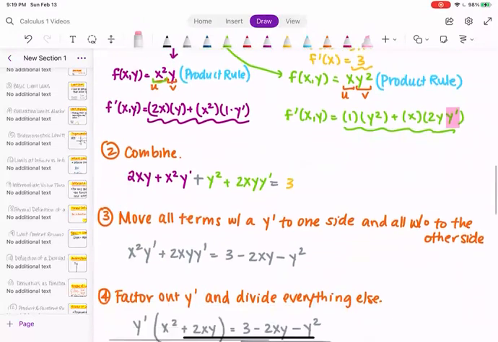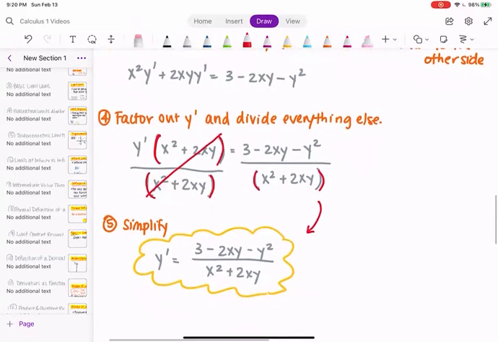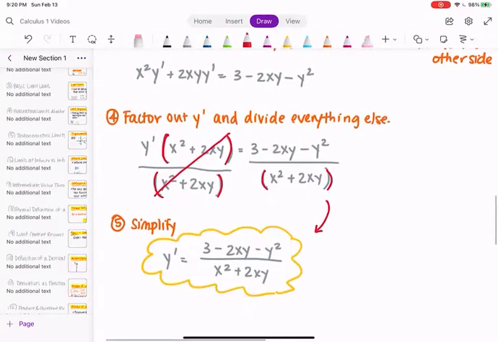So the first step is we move everything that has a y prime in it to one side of the equation. If you look, all of these terms have a y prime, all of these terms do not. And that'll allow us to essentially factor out that y prime, which is nice because then we can divide everything that isn't the y prime. So everything in here, we can divide to both sides, right? Which would mean it would cancel here. And then we can get this, which is y prime equals something that's going to be very ugly, but it still is y prime equals something.